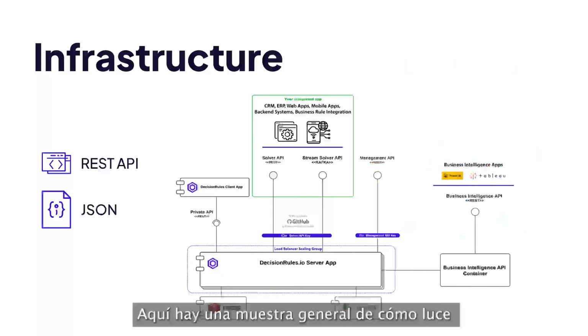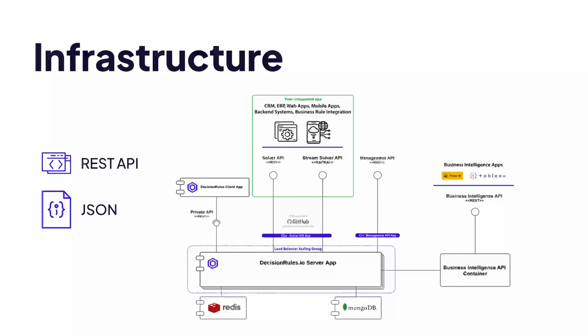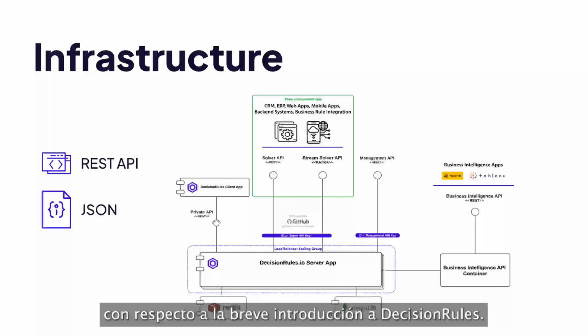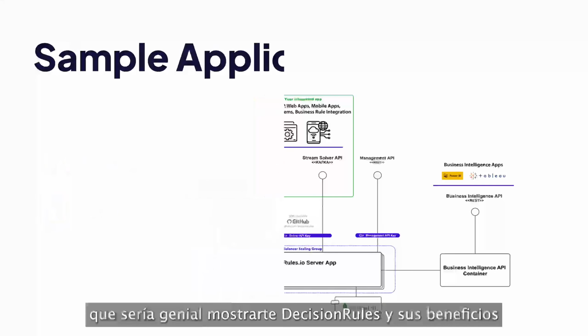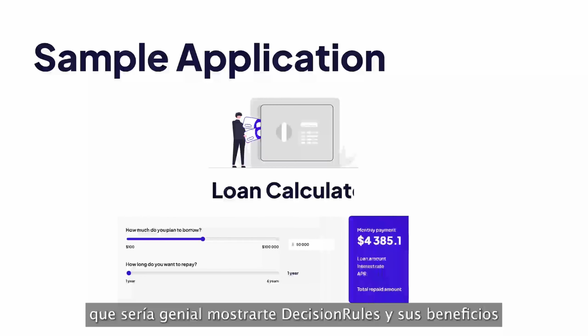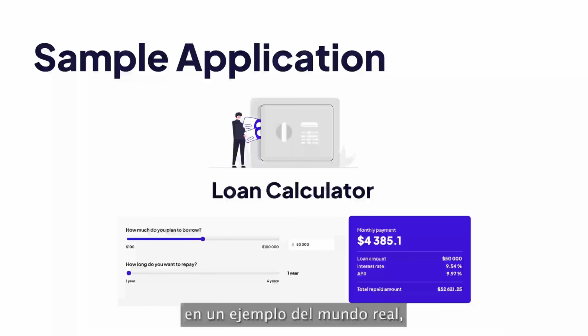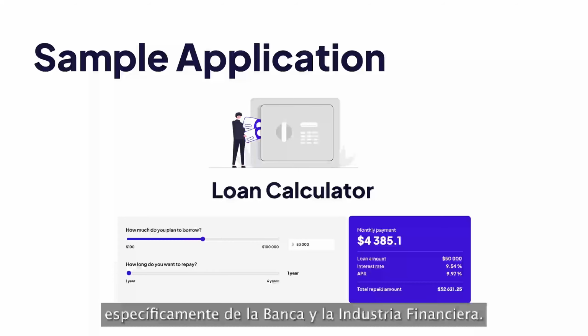Here is a small overview of how the DecisionRules infrastructure looks like. That was everything for now regarding the short DecisionRules intro. And now I think that it would be great to show you DecisionRules and its benefits on a real-world example, specifically from banking and financial industry.